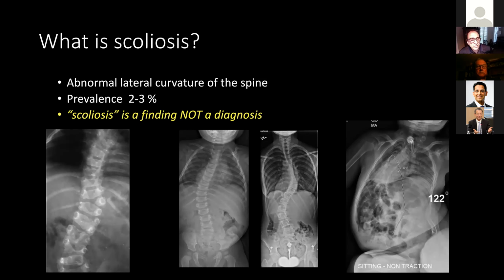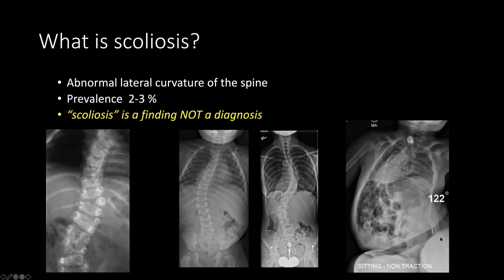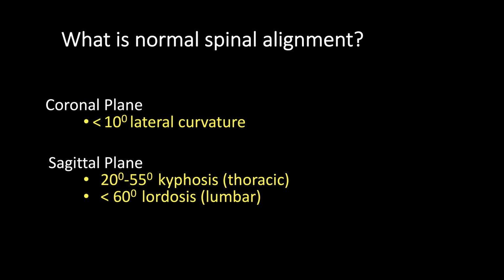This is the thing that I think you need to remember about scoliosis. It's a finding, not a diagnosis. So we need to find an adjective to precede scoliosis. What's normal alignment? The coronal plane is less than 10 degrees, and in the sagittal plane, 55 degrees of kyphosis in thoracic and 60 degrees of lordosis in the lumbar region.